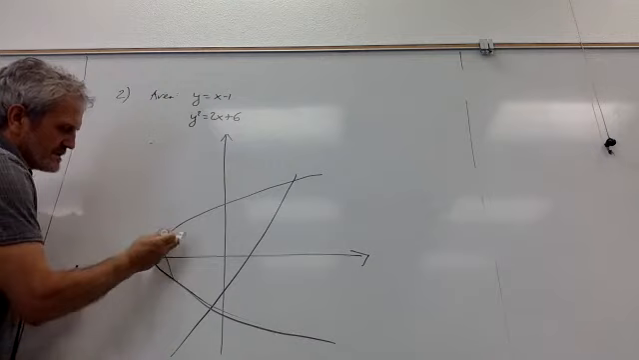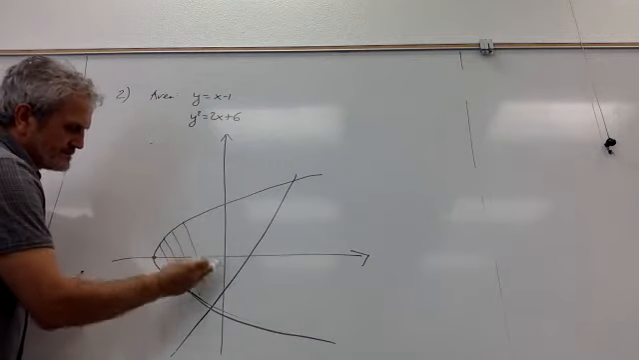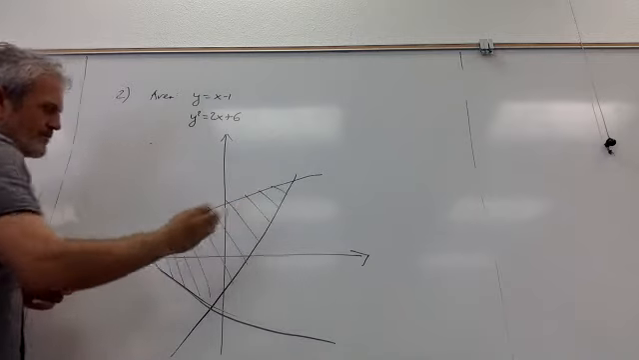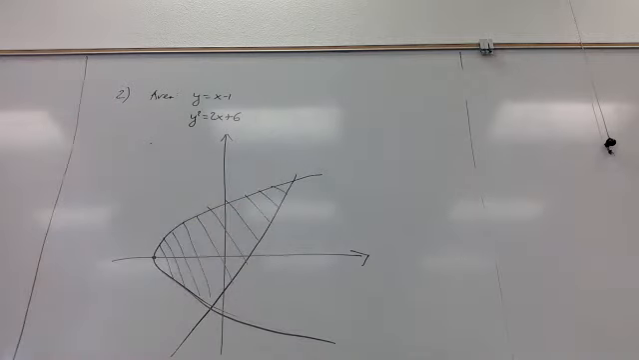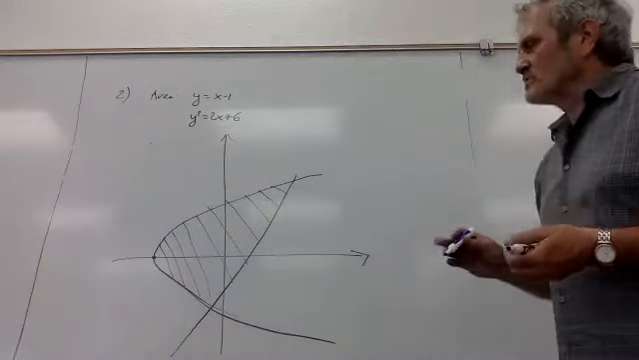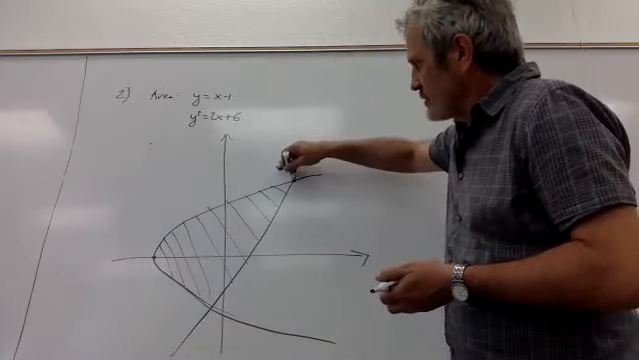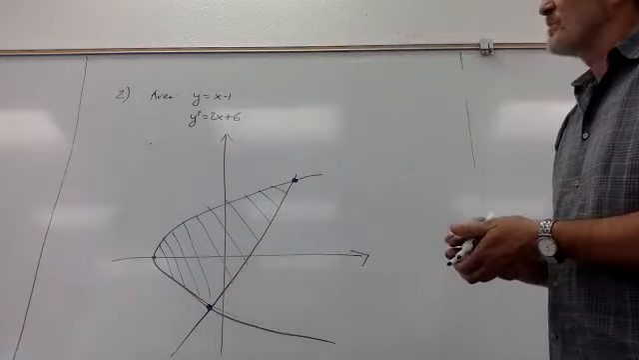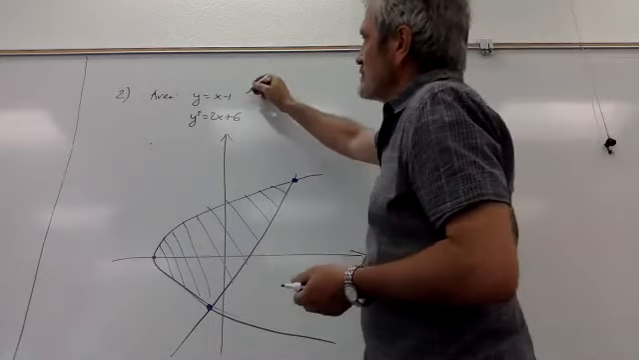So this is the area that I'm asking about. And what happens? We said when you need to find that area, whatever you do, you need intersection points. So I need to get a limit. So I need this point, and they are intersection points. So what do I do? I set them equal to each other.